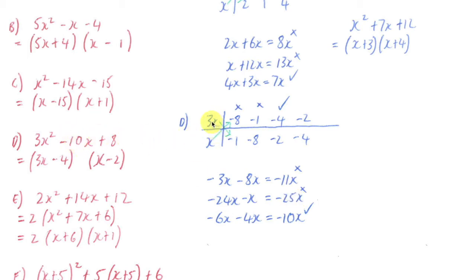Next, 3x times negative 2 is negative 6x. X times negative 4 is negative 4x. Add them together, negative 10x. That is the middle term. So I know that this is correct, so I tick that combination. And now I simply write down the bracket. So it's 3x take away 4, and it's x take away 2. And that's how we should factorise quadratic trinomials.